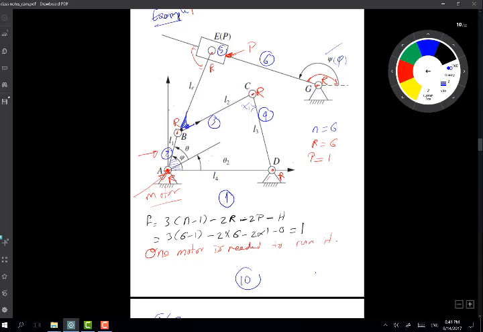So that's another meaning for the phrase single degree of freedom, where either one motor or one geometric parameter is required to calculate the position of any of the various points and links in the linkage.